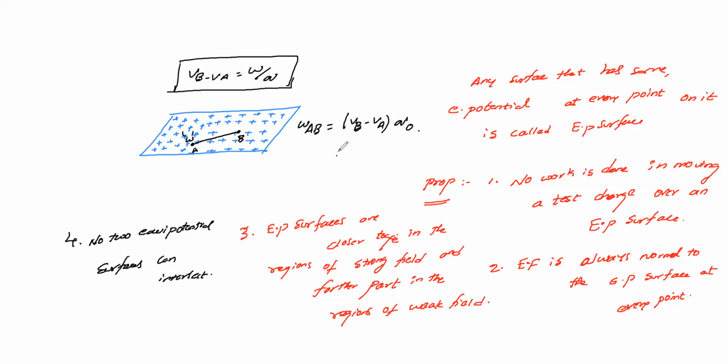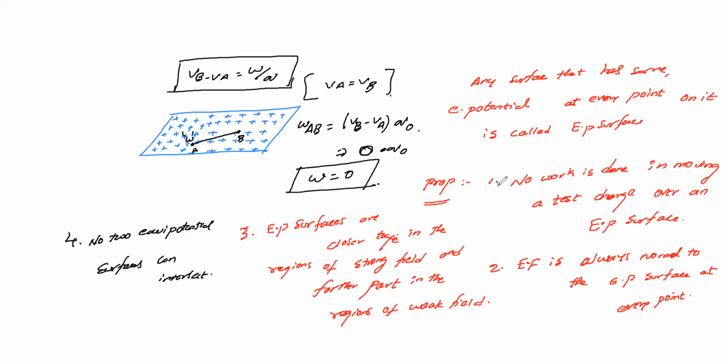Now let's see. Here the potential is always constant on an equipotential surface. That means V_A is equal to V_B. The potentials at A and B are the same on the equipotential surface. When V_A is equal to V_B, what will happen? The potential difference will be 0. When the potential difference is 0, the work done is also 0.